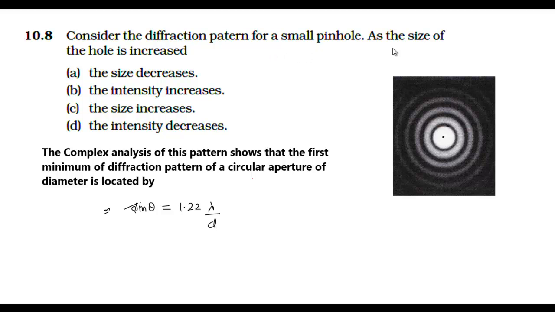Now in this question he is saying that the size of the hole, which is d, is increased. For a given lambda, if we increase d, the value of 1.22 lambda by d decreases. When this value decreases, correspondingly theta will be less. Theta being less means this diffraction pattern will get reduced, or these rings will come closer, so the size of the diffraction pattern will decrease.